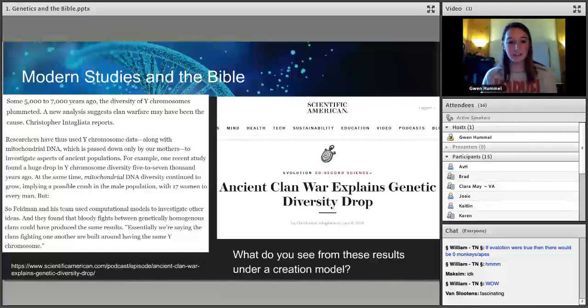All right, I have one more practice for you guys. Here's another journal article, Ancient Clan Wars Explains the Genetic Diversity Drop. What they're showing here is there was this drop in Y chromosomes. Remember, chromosomes that only belong to men and dads. This drop occurred a couple thousand years ago. I want you guys to look at this and see what you see from these results under a creation model. Again, this is under an evolutionary model. Evolutionary scientists did this study. What do you see in these results in this journal article?